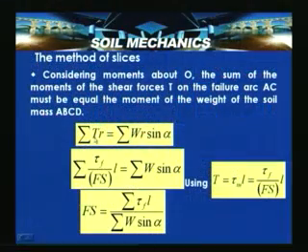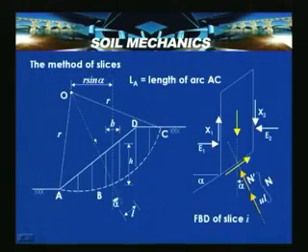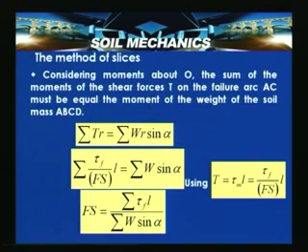So here, sigma T R. This T, acting at this point, is the tangential force, and T into the radial distance R gives the moment due to the tangential forces. For the weight W, the moment is W R sin alpha for the ith slice. Similarly, if you consider all the slices, it becomes sigma W R sin alpha. That is what is indicated here; this has to be equal.